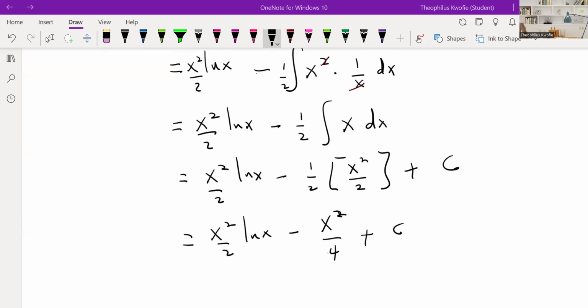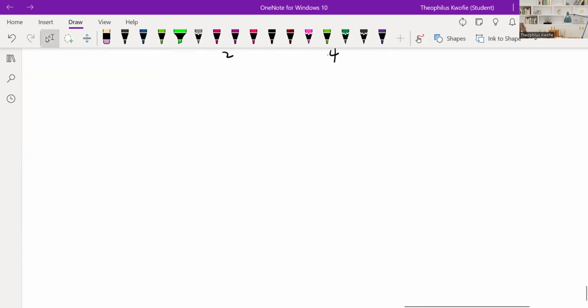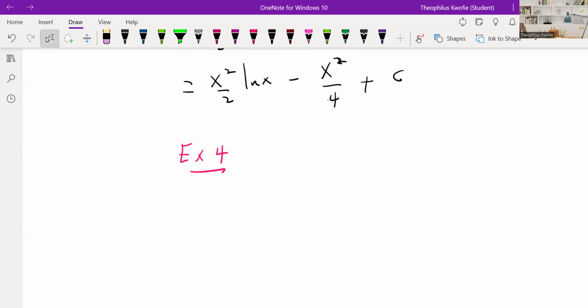Okay, let's look at one more example so that we'll be able to have a full understanding of whatsoever we are doing. So let's look at example 4. With example 4, suppose that we have been asked to evaluate this problem.